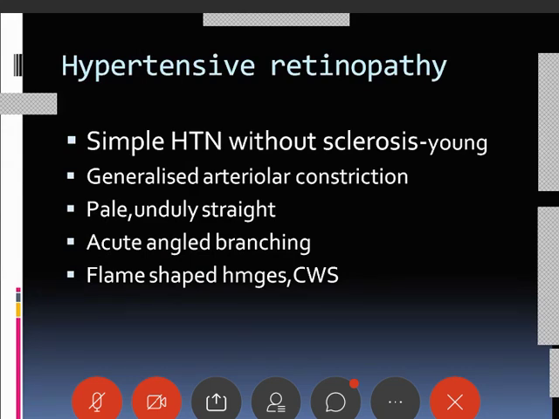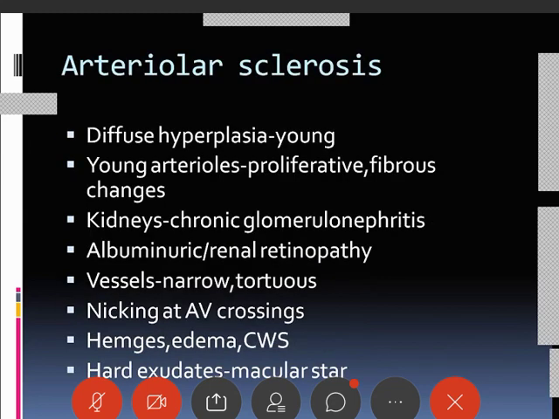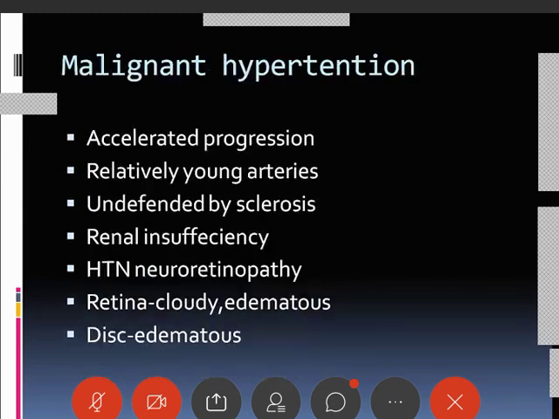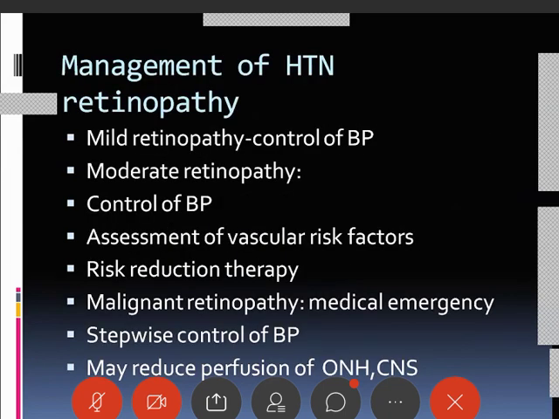And then hypertensive retinopathy can occur in 4 circumstances: simple hypertension without sclerosis, hypertension with involutionary sclerosis, arteriolar sclerosis, and malignant hypertension. Then we have acute hypertensive choroidopathy, with different lesions, and then management.